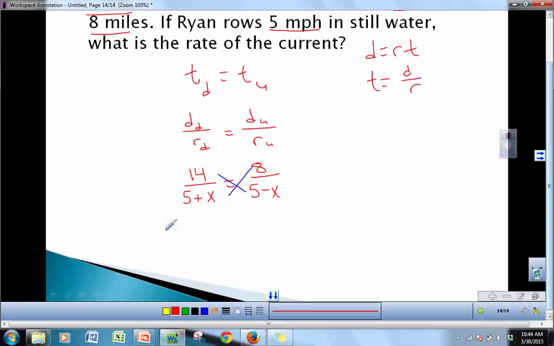So 14 times 5 is 70. 14 times negative x is negative 14x. If we cross multiply the other way, 8 times 5 is 40, and 8 times x is 8x. So if we go ahead and solve this equation, I can subtract the 40 from both sides and get 30, add the 14x to the other side, and get 22.